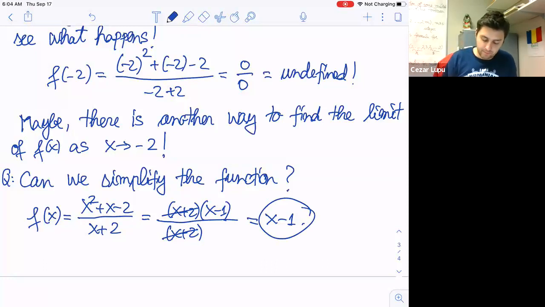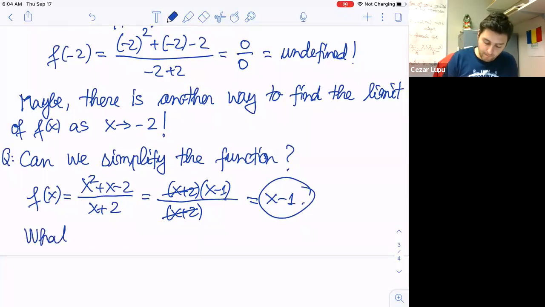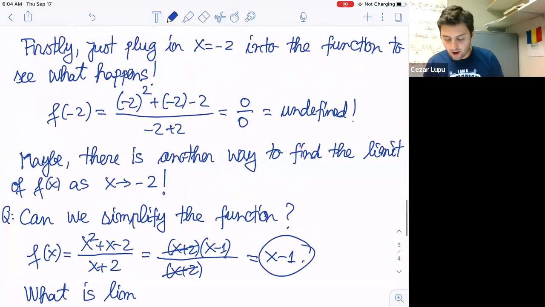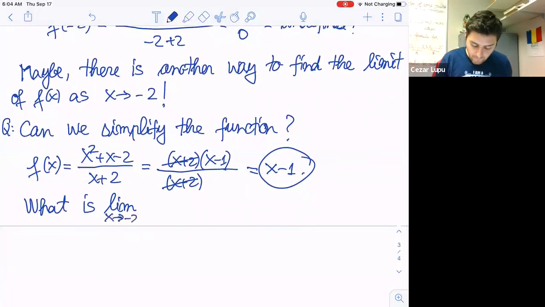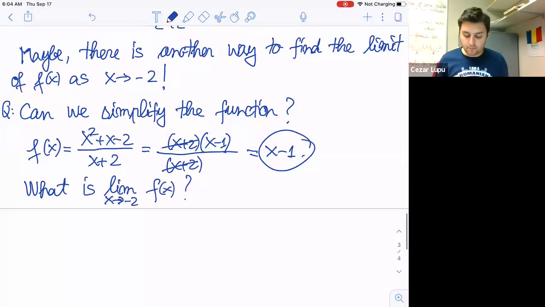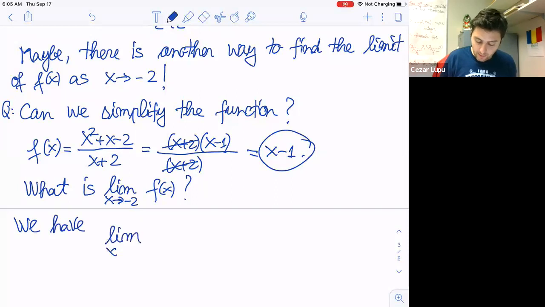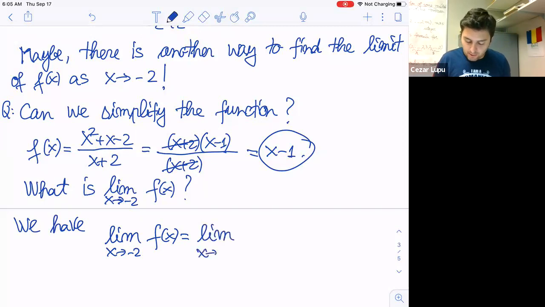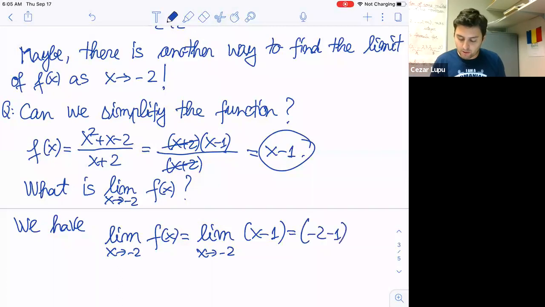Okay. Well, what is the limit then? We wanted to find the limit as x approaches -2 of f of x. Well, it's quite simple. We have that the limit as x approaches -2 of f of x, I'm just going to replace f of x by my function, which at this point I simplified, so it's x minus 1. So this is the limit as x approaches -2 of x minus 1, which will be, now I'm just going to plug in x equals -2, so this will be -2 minus 1, which is -3. So that is my limit. Once again, the limit as x approaches -2 of f of x will be -3.